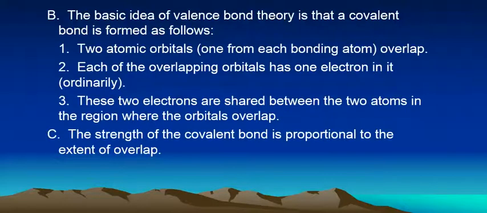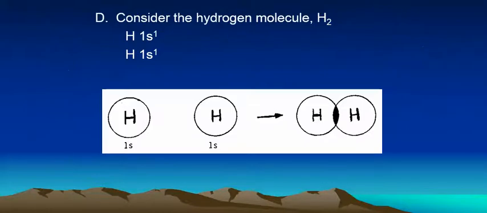The basic idea of valence bond theory is that a covalent bond is formed when two atomic orbitals overlap. Each of the overlapping orbitals has one electron in it ordinarily, unless it's a coordinate covalent bond where both electrons come from one atom. And these two electrons are shared between the two atoms in the region where the orbitals overlap. So let's look at an example with the H2 molecule.